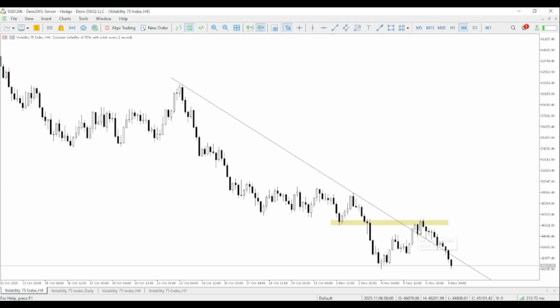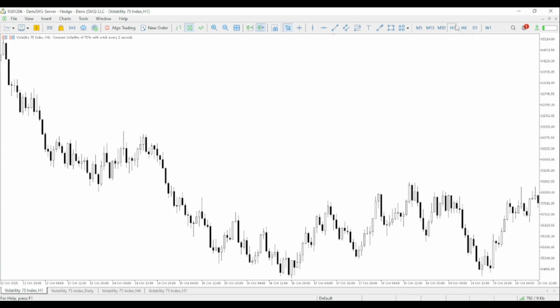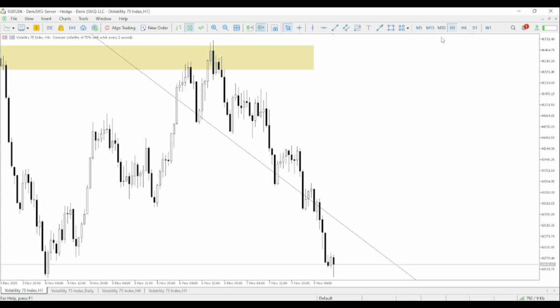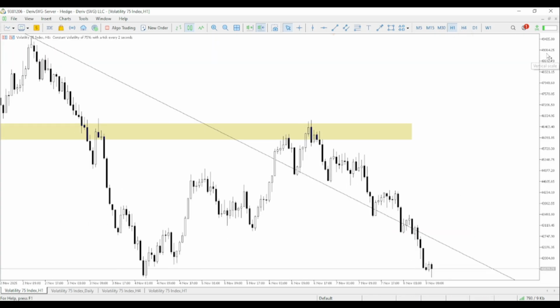But once this confirmation has happened already, now I will not just jump into the market. I will also go to lower time frame to look for entry, to look for where I'm going to get a very sniper entry at. So now this is what I'm going to do. I'm going to switch to the H1. Now this is the H1.